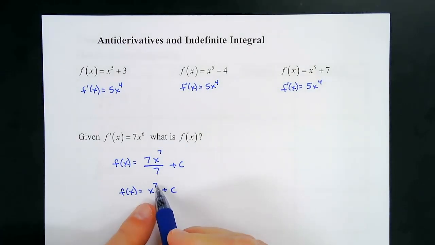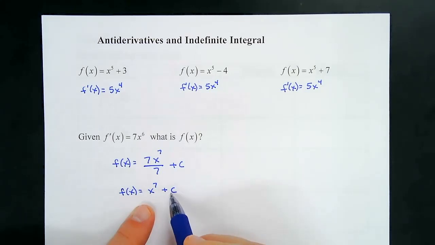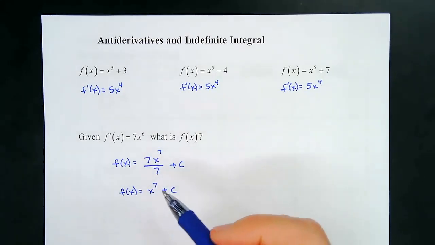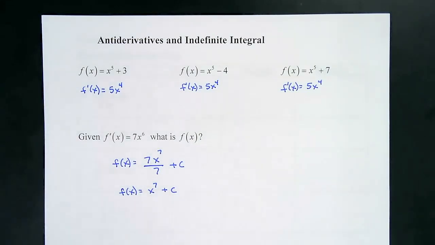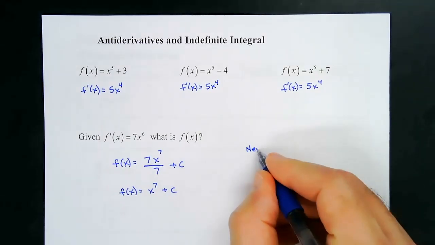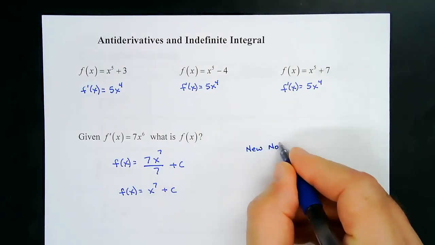What happens if I take the derivative of x to the 7th? It becomes 7x to the 6th. That's what we get, right? And then if this is a constant, when we go to take the derivative of it, we wouldn't see it in the derivative. Okay. All right. So there's all new notation for this to mean antiderivative. Okay. And so the new notation, there's actually a couple ways we write this.